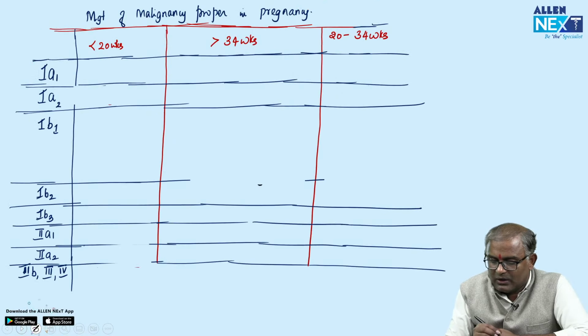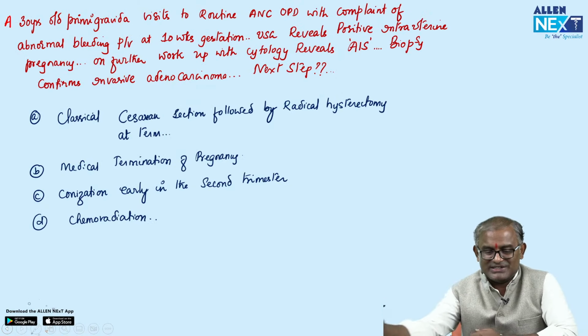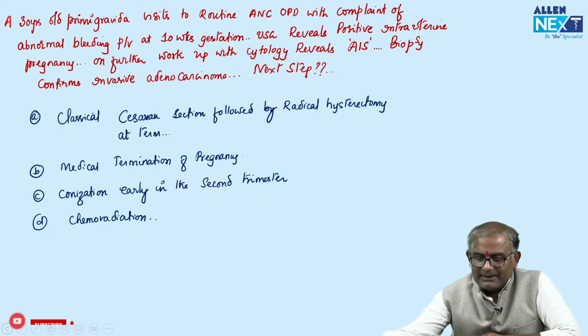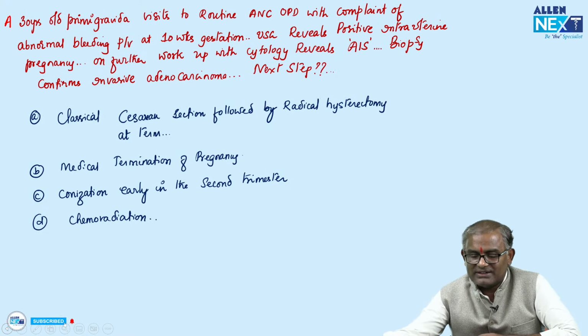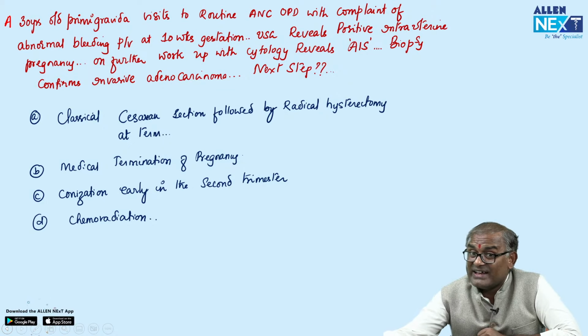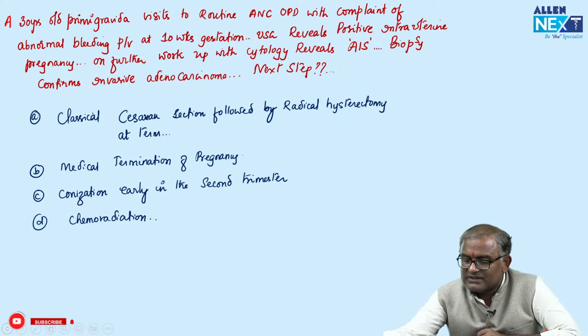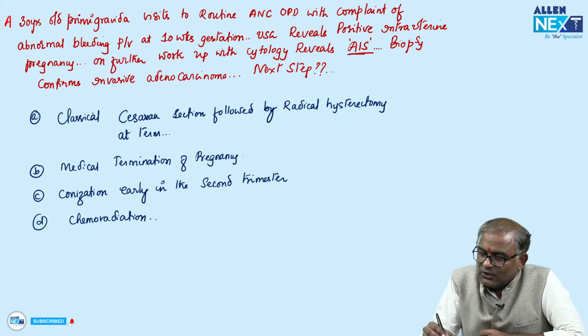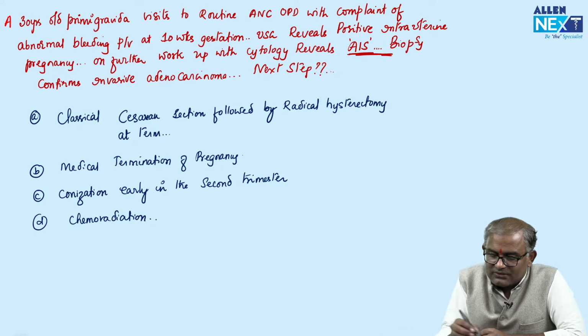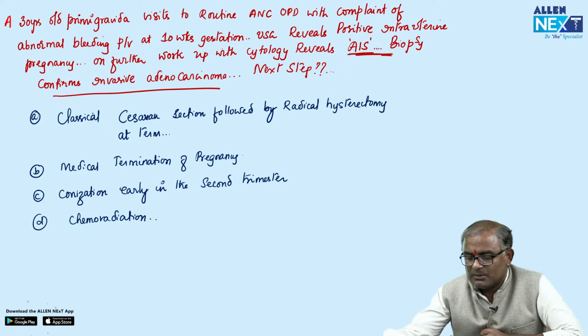Okay, doctors, now answer this question. Very nice question. Look into this. A 30-year-old primary gravida visits the routine ANC OPD with complaints of abnormal vaginal bleeding at 10 weeks of gestation. She is 10 weeks pregnant. USG reveals a positive intrauterine pregnancy. Further workup with cytology reveals adenocarcinoma in situ. Biopsy confirms invasive adenocarcinoma. What is the next step?